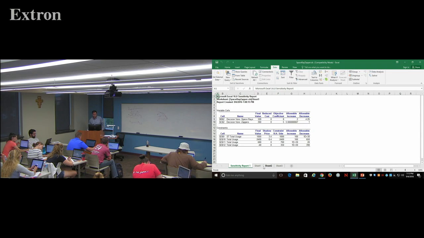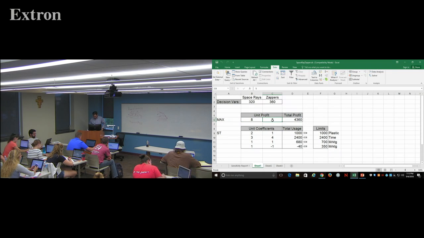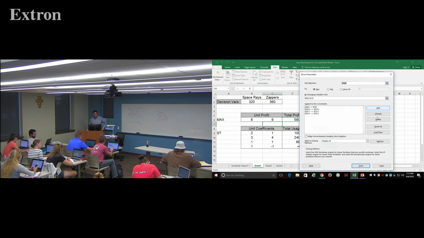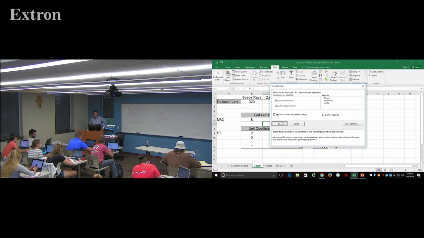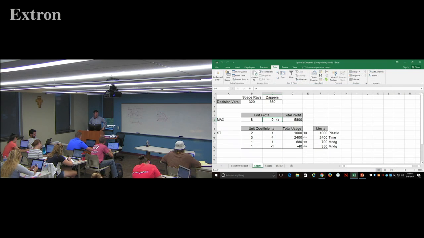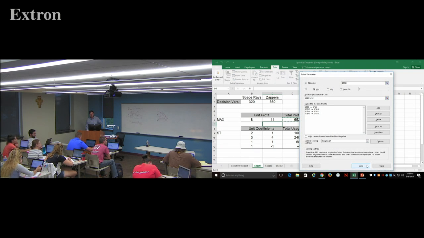Let's go back to the original solution. If I put a 9 in here and I resolve, what should be the result? Is this going to change? It is not, because it's in the range of optimality. But if I put a, let's go to 11 in here, is the solution going to change when I resolve it? It's outside the range of optimality.